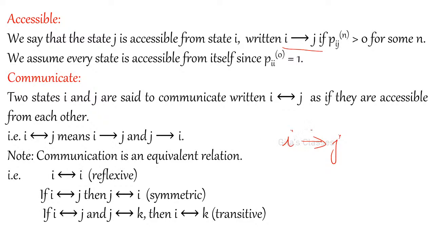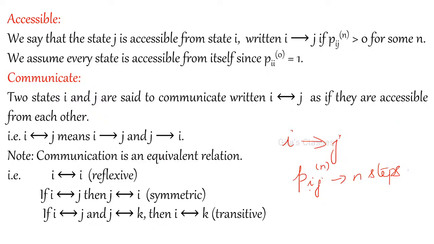If Pij, the probability of going to J from I, is greater than 0. What do you mean by Pij to the power n? It is the probability of going from I to J in n steps, and this probability should be greater than 0. So for some n, if it is like this, then we say that J is accessible from I.